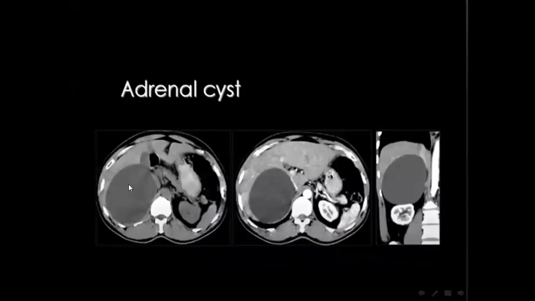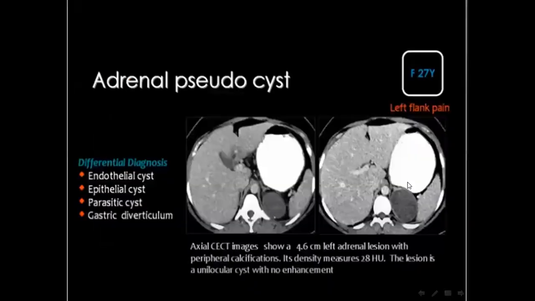This is a CT scan image of an adrenal cyst. This is another CT scan showing a left adrenal gland cyst. The differential diagnosis is either endothelial cyst, epithelial cyst, parasitic cyst, or even gastric diverticulum. But if it is a diverticulum, we would see the contrast present inside the cyst as well.